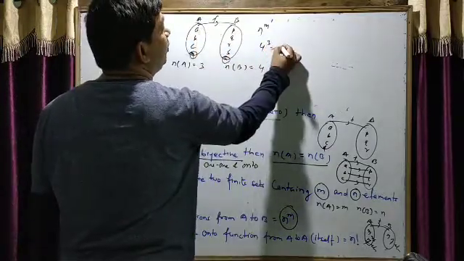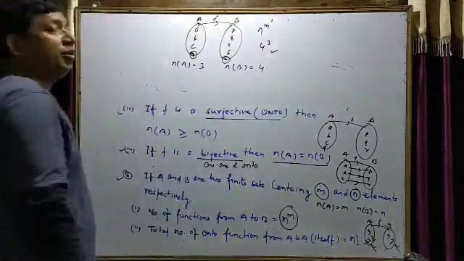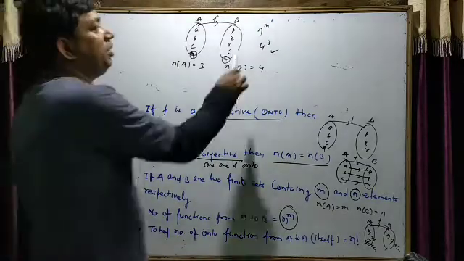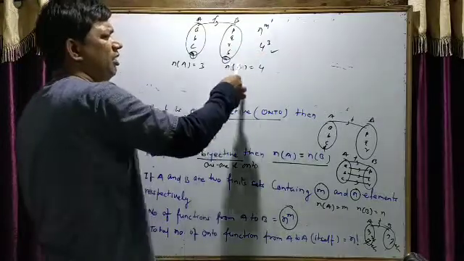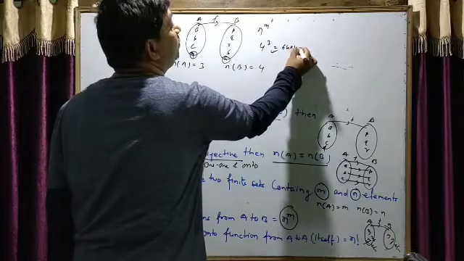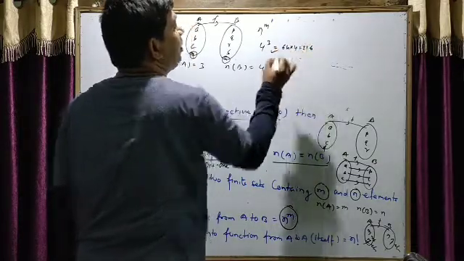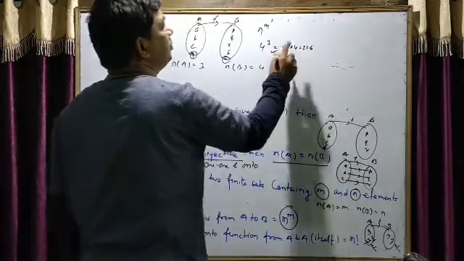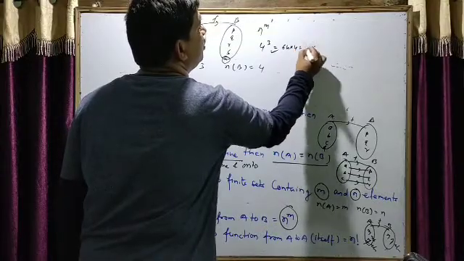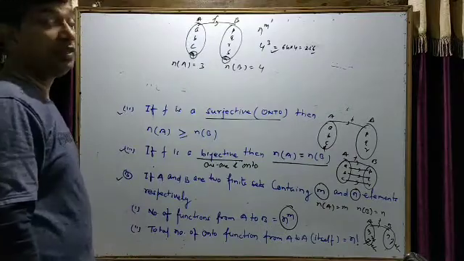So 4 to the power 3 means what? This many functions will be there. So you just multiply and take the answer. 64 into 4, 216. No, 256. This is the answer.